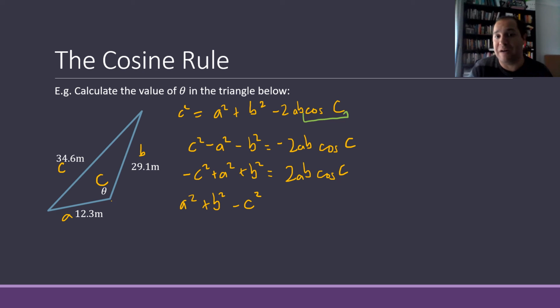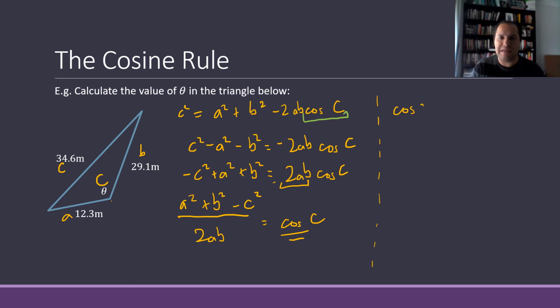I'm also going to divide both sides by 2ab, this part here in front of cos C. So divided by 2ab equals cos C. So now we've got a formula for our angle capital C. So I'm just going to substitute our values into this equation here to get our value for cos C.